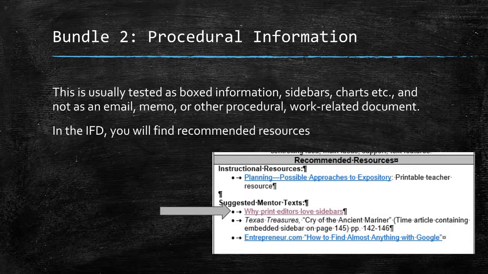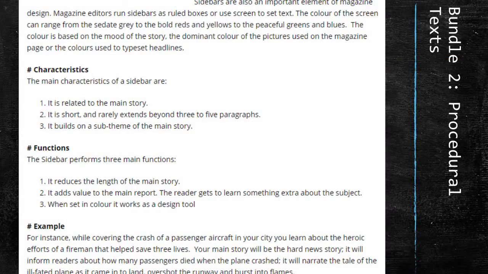The second bundle looks at procedural information, which in our writing bundle will take the form of a letter, email, or memo. But in reading on the STAR test, it usually takes the form of a sidebar, chart, infographic, or other related piece of text. Here you can see we have cut out of the IFT highlighting our recommended resources. It's a link to a journalistic site explaining why newspaper and magazine editors like to use sidebars. When you click on that, it will bring up this page, which gives some deep insight about the development of these text features and their purpose that can be helpful to understanding why these texts are used and making inferences about them.